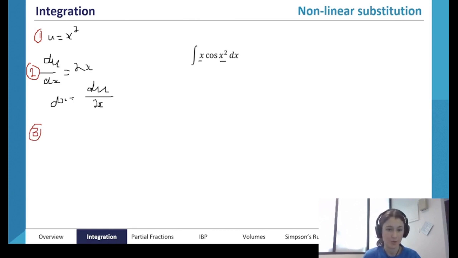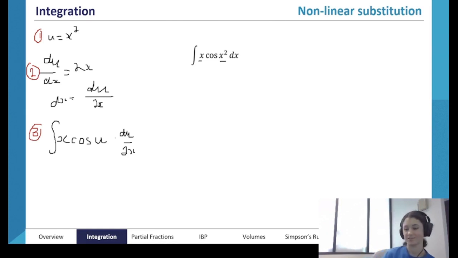Now for our third step, we need to substitute dx and u into our original integral. So we are going to leave the x there because we didn't have anything for that, but we have the cos of u multiplied by du over 2x. Now, as you can see here, what we have is a very satisfying occurrence if you do it right. And it's even more satisfying the harder the question is, if you see something that will cancel out nicely, like the x and the x in here.